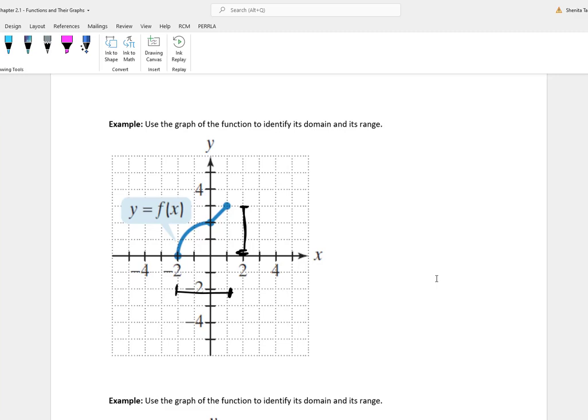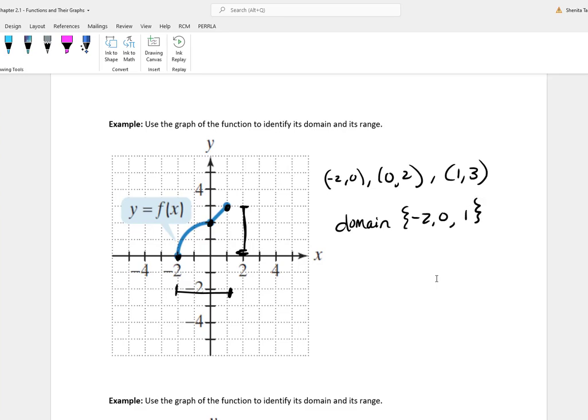So I got dots on these graphs, meaning that these points are included. If I were to list these ordered pairs, this point here would be -2, 0. The next one would be 0, 2, and the next one would be 1, 3. All I'm doing is finding the ordered pairs for these dots. So if we look at the domain, we're only looking at the x values. So we got -2, 0, and 1.